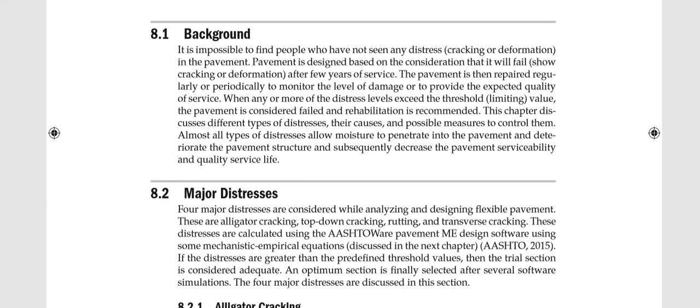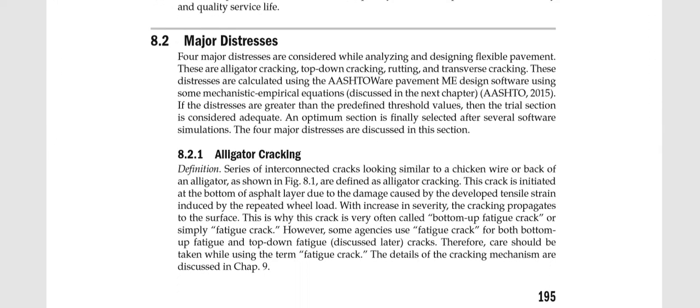Now, why is it major? Major means it is vital, and when we design pavement, we consider these distresses, or we calculate these distresses, and if the predicted distress is less than our desirable value, that means the pavement is good. You will learn in your next chapter or in future chapters how we can calculate these distresses. So the first one I listed here is alligator cracking.